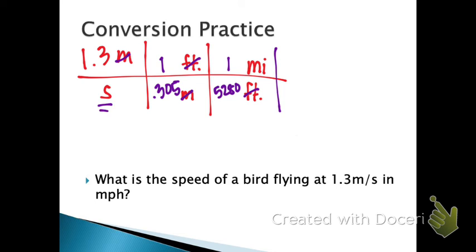If seconds is on the bottom, where does it need to be canceled? On the top. Okay, so now I'm going to take seconds, put it on the top, and I'm going to go to hours. Okay, you could go seconds to minutes, minutes to hours if you want. But we already said that there's 3,600 seconds in 1 hour.